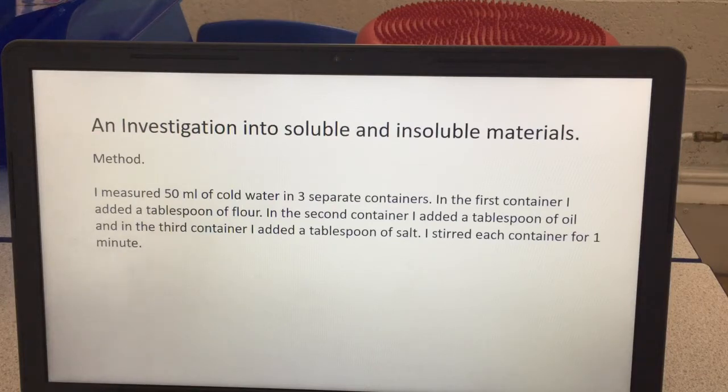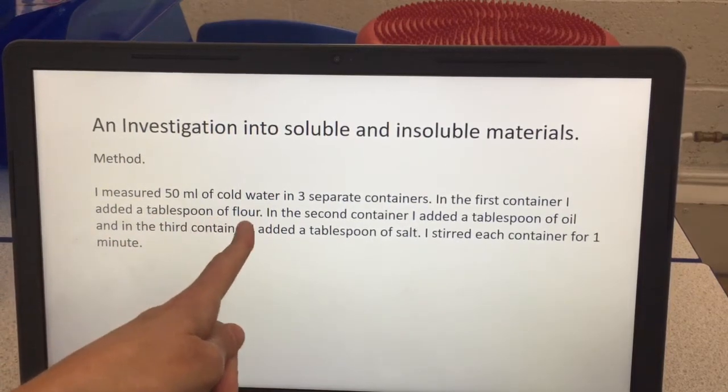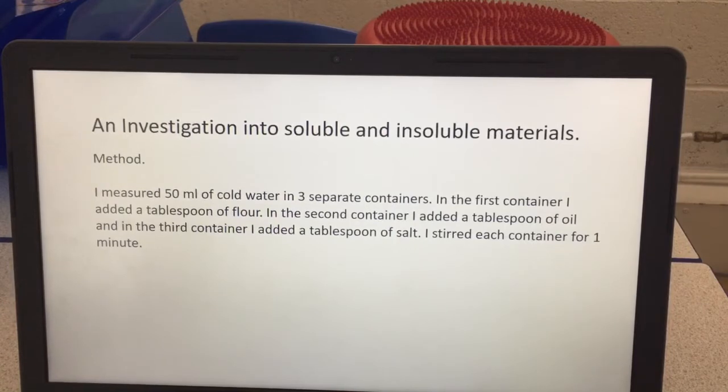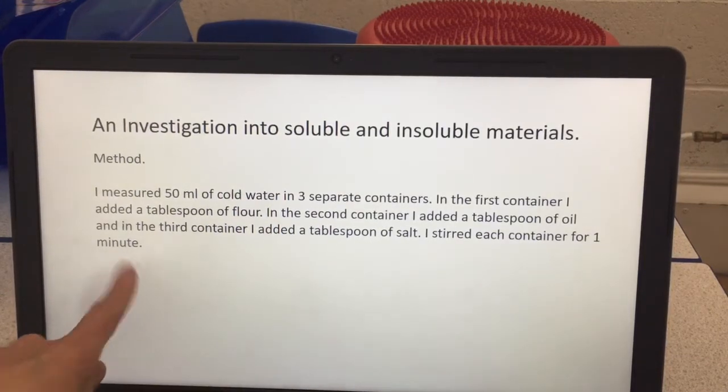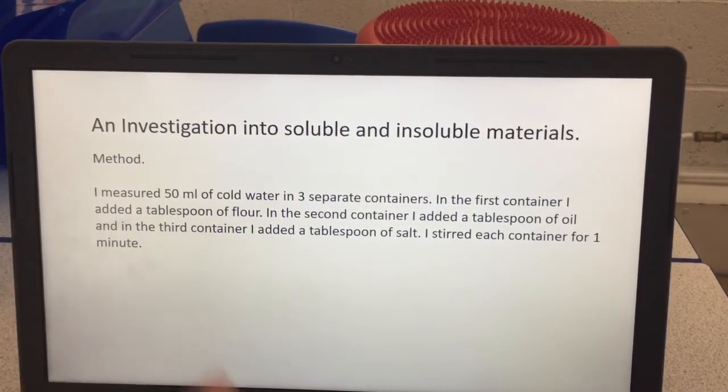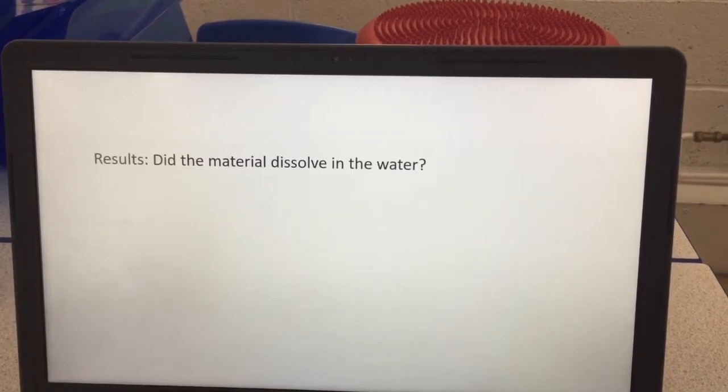So that would be my investigation that I've done. Like I said, you may have used different amounts of cold water and you may have used different materials. I've been very specific as well with the amount of material that I added to my water, right? And I've been very specific with how long I stirred them for, and notice that I stirred each container for the same amount of time. Then you'll need to write up your results.